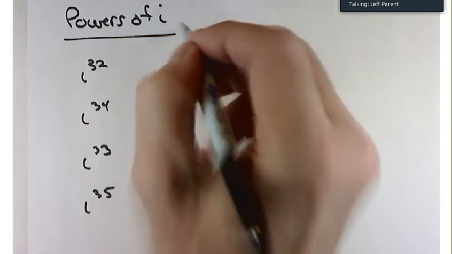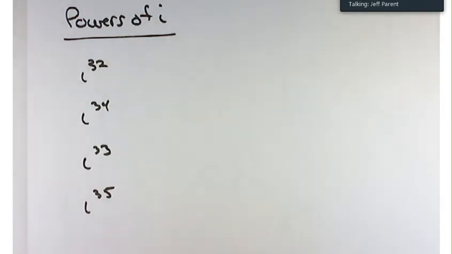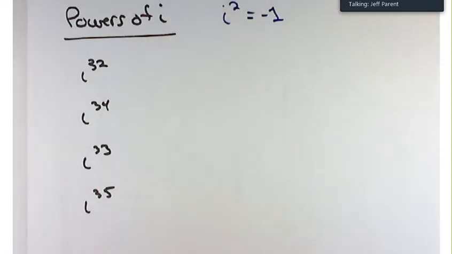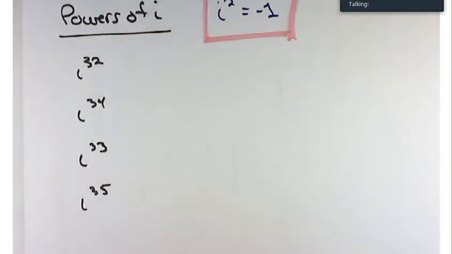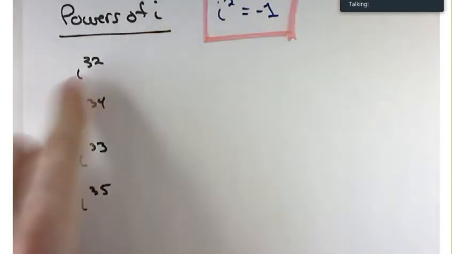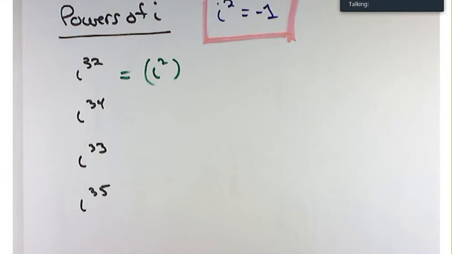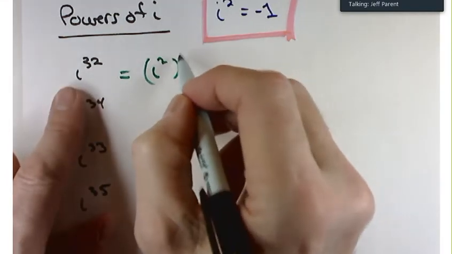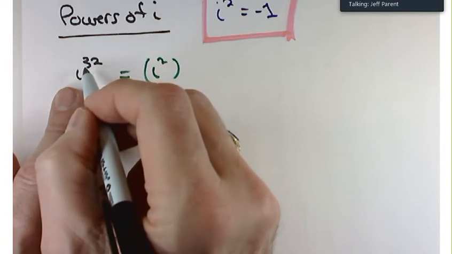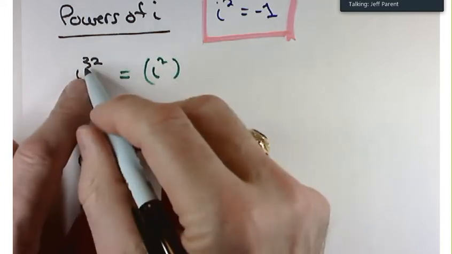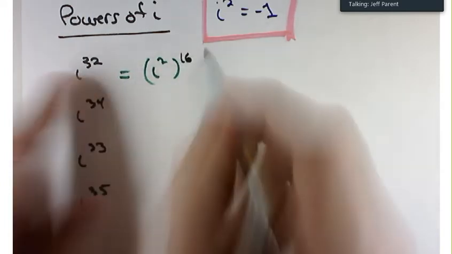Now, in simplifying powers of i, there's one power of i that I expect you to know fully and completely. Does anyone remember what it is? i squared is negative 1. That's what's going to get all our work done for us. We'll start out by writing this as i squared to some power. But what number am I going to have to put on the outside of the parentheses so that it's going to equal 32? Basically, what times 2 gives me 32, or 32 divided by 2 gives me 16.